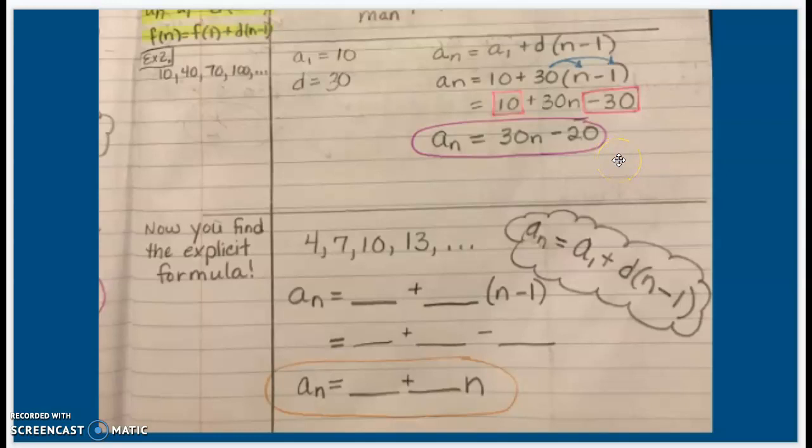Simple when you look at it like that, right? So the unknown number is equal to 30 times the number of the term in the sequence that you're trying to find, minus 20. Now, you find the explicit formula from the other example with the sequence 4, 7, 10, and 13, thinking about what this explicit formula is. Pause the video. Unpause. Let's go.